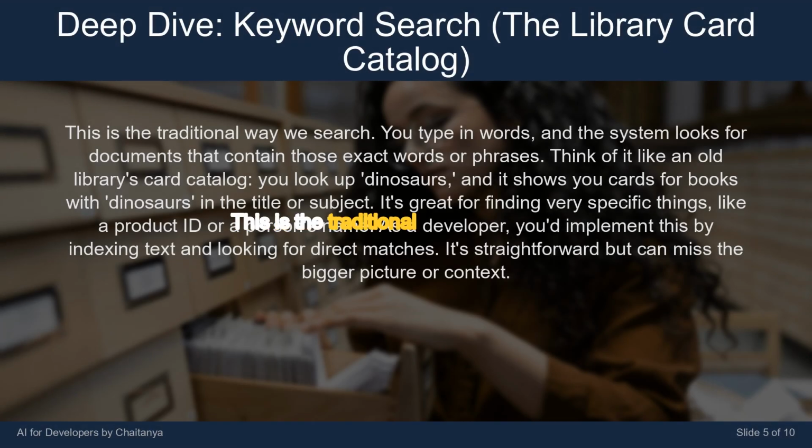This is the traditional way we search. You type in words, and the system looks for documents that contain those exact words or phrases. Think of it like an old library's card catalog. You look up dinosaurs, and it shows you cards for books with dinosaurs in the title or subject. It's great for finding very specific things, like a product ID or a person's name. As a developer, you'd implement this by indexing text and looking for direct matches. It's straightforward but can miss the bigger picture or context.